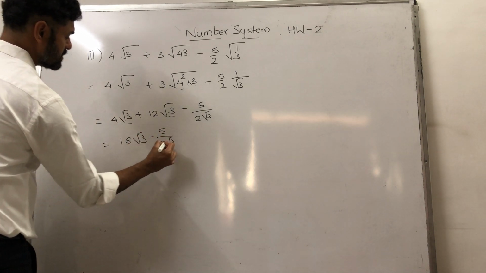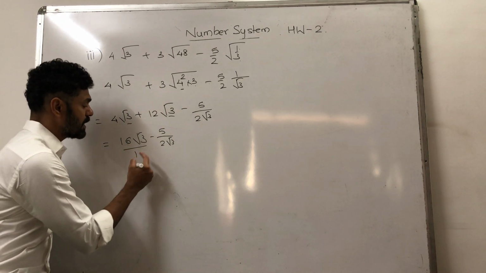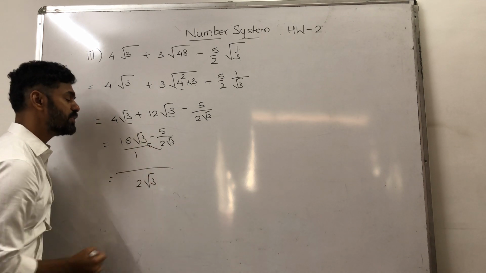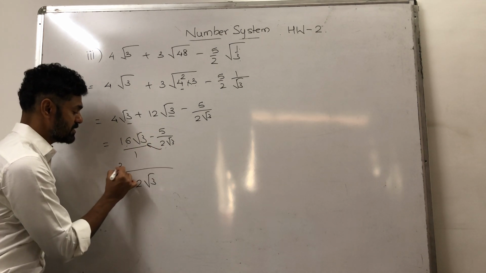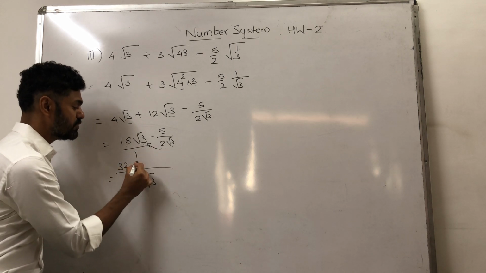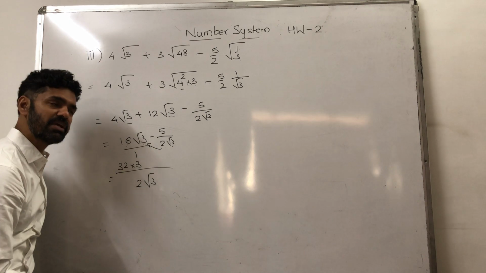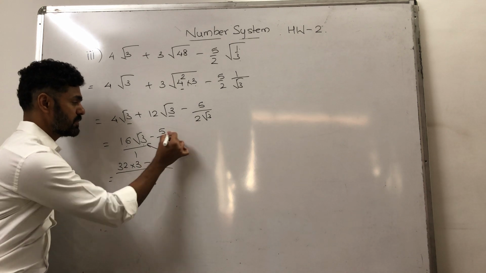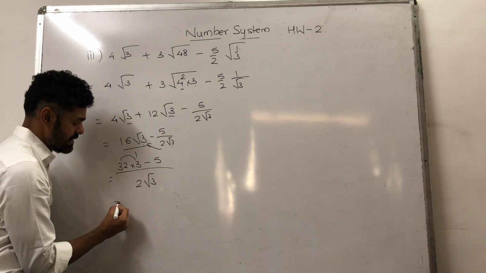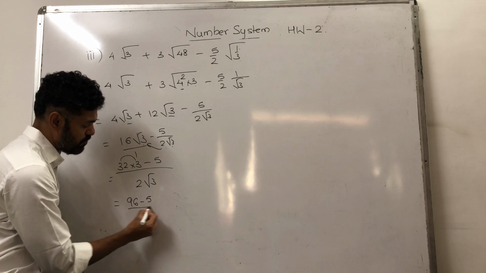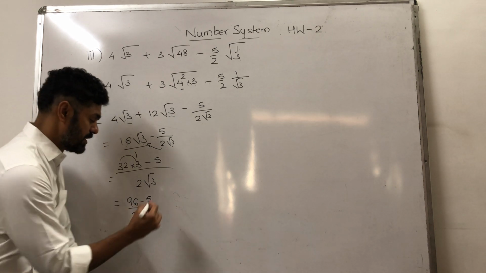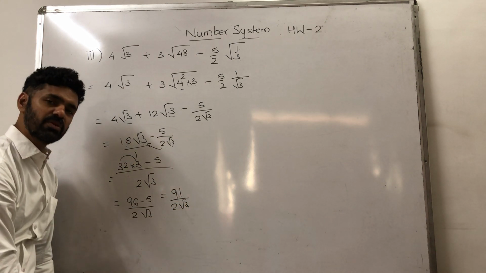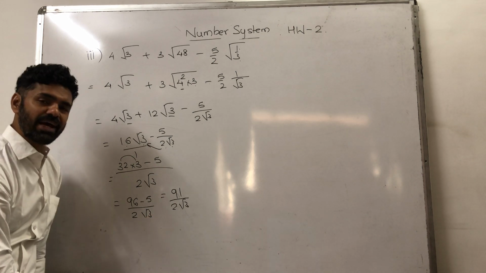Now the LCM of 1 and 2 root 3 would be 2 root 3. You'll multiply 2 root 3 to the numerator. What is 16 2s? 16 2s is 32. And what is root 3 into root 3? Root 3 into root 3 is 3. Yes, we have discussed, root 2 into root 2 is 2. Root 3 into root 3 will be 3. This is 5. What is 32 into 3? 96 minus 5 by 2 root 3. So this is 91 by 2 root 3. This is your answer. But always prefer to keep your denominator rational.